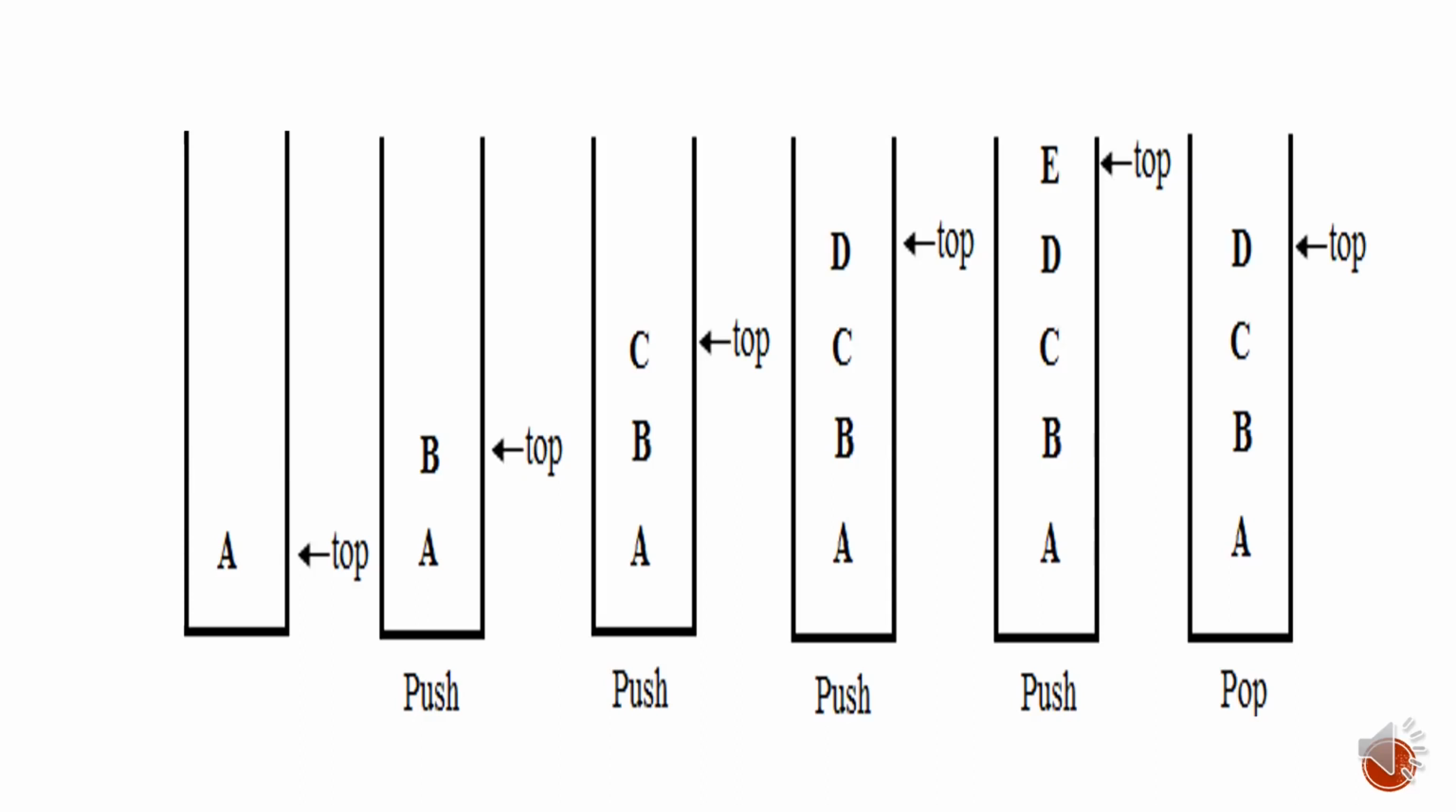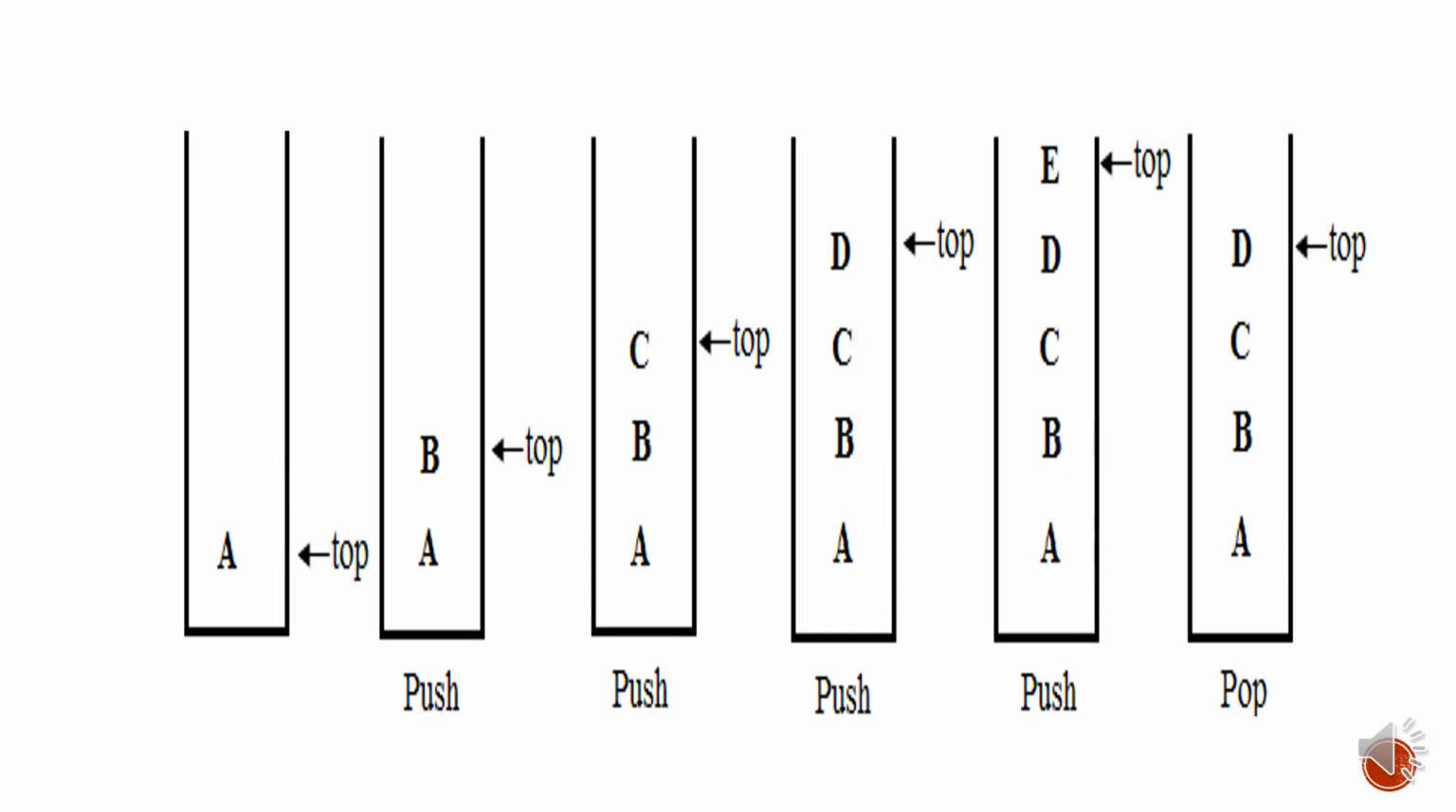Now, what is there in the stack? On top we have C, next to it we have B, next to it we have A. Next, I will again perform a push of D. Now, what is there on the top? Top will be D. Beneath that we have C, beneath that we have B, beneath that we have A.